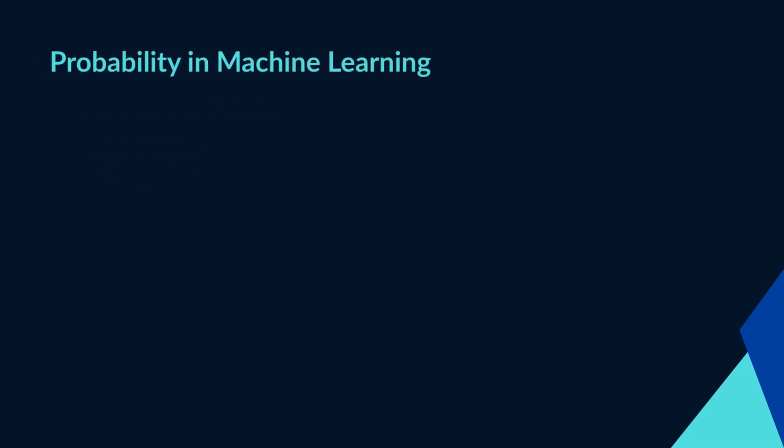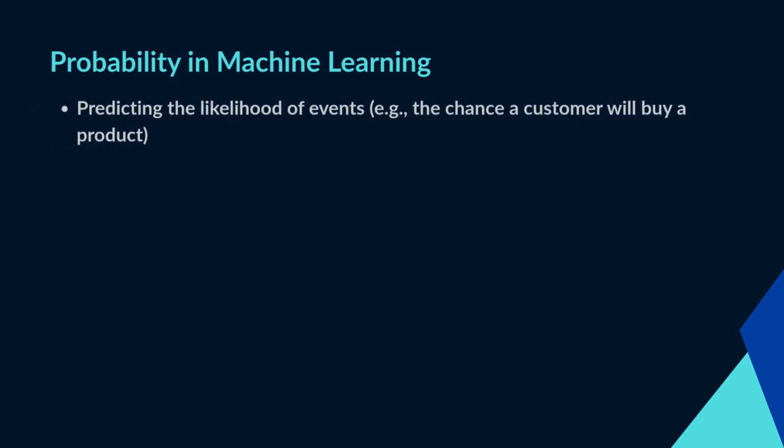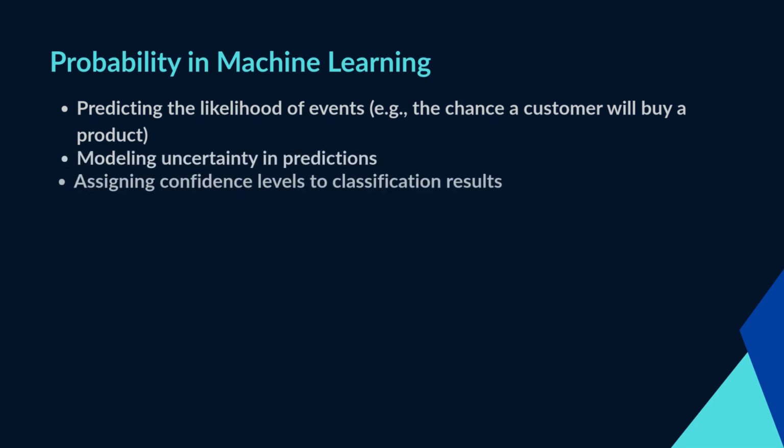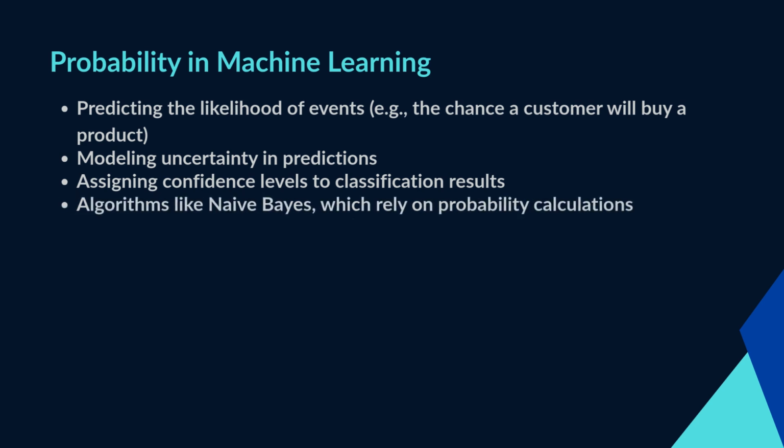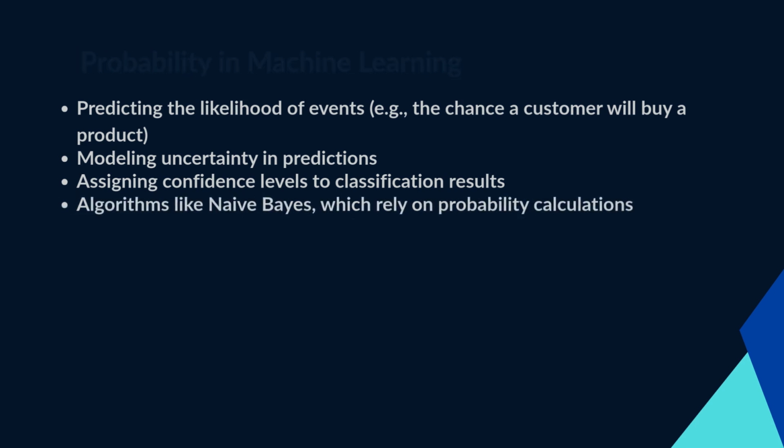Probability in machine learning. Probability plays a role in many machine learning algorithms, such as predicting the likelihood of events, for example, the chance that a customer will buy a product; modeling uncertainty in predictions; assigning confidence levels to classification results; and algorithms like Naive Bayes which rely on probability calculations.